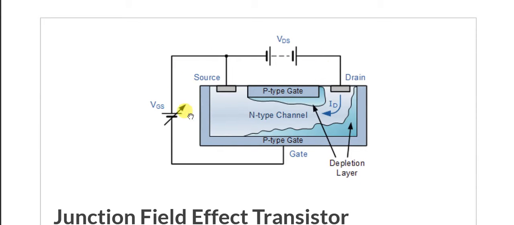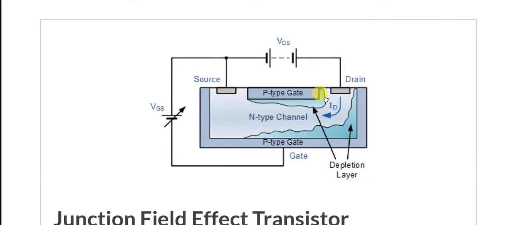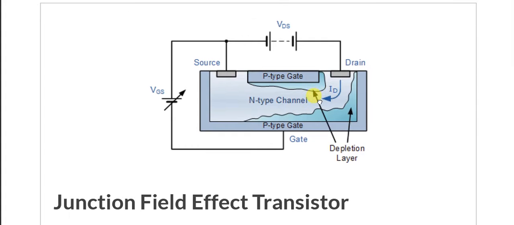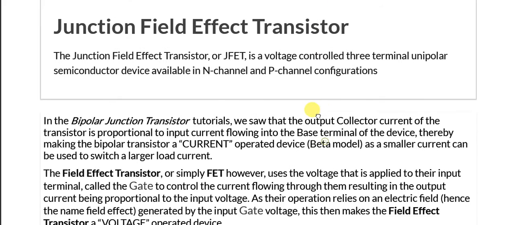We will come back to this figure, but before that, let's go through that first figure. The junction field effect transistor, or JFET, is a voltage controlled 3-terminal unipolar semiconductor device available in N channel and P channel configuration.